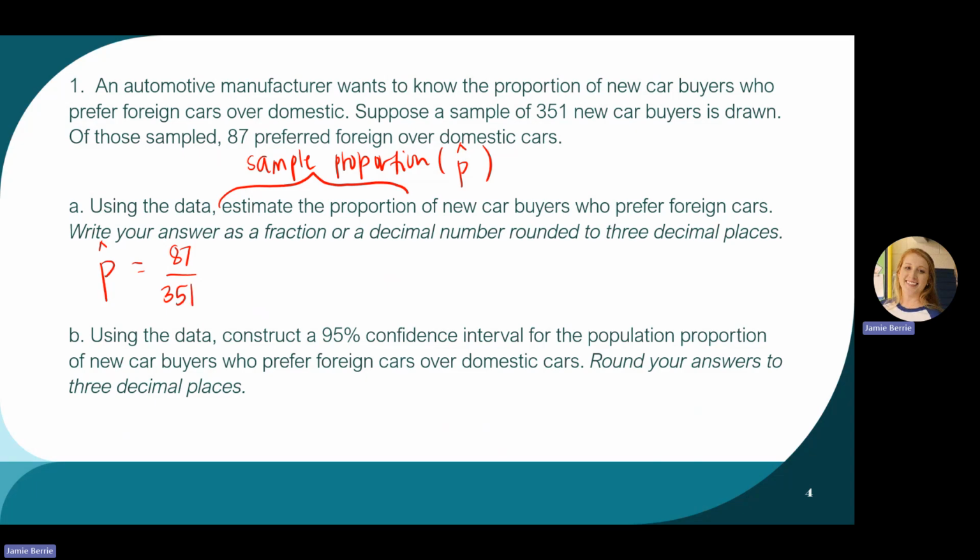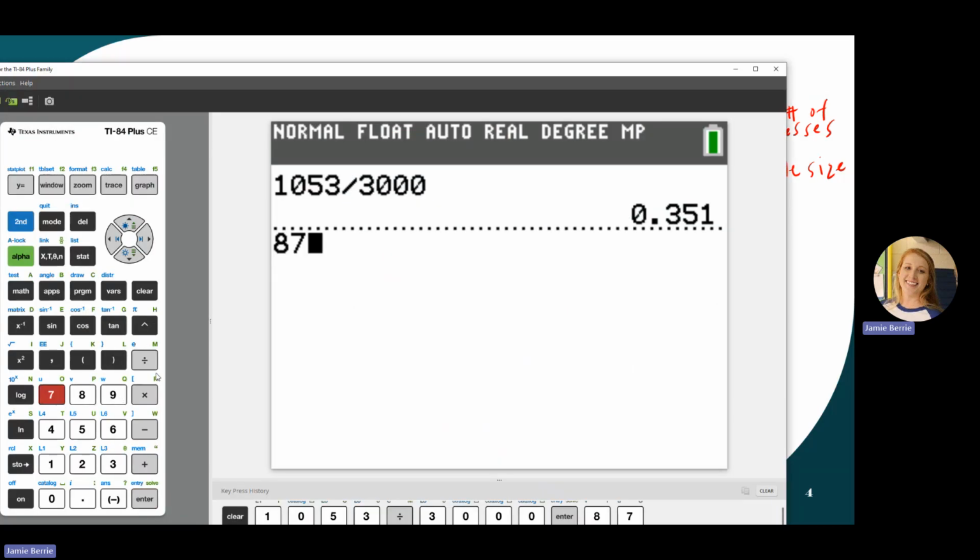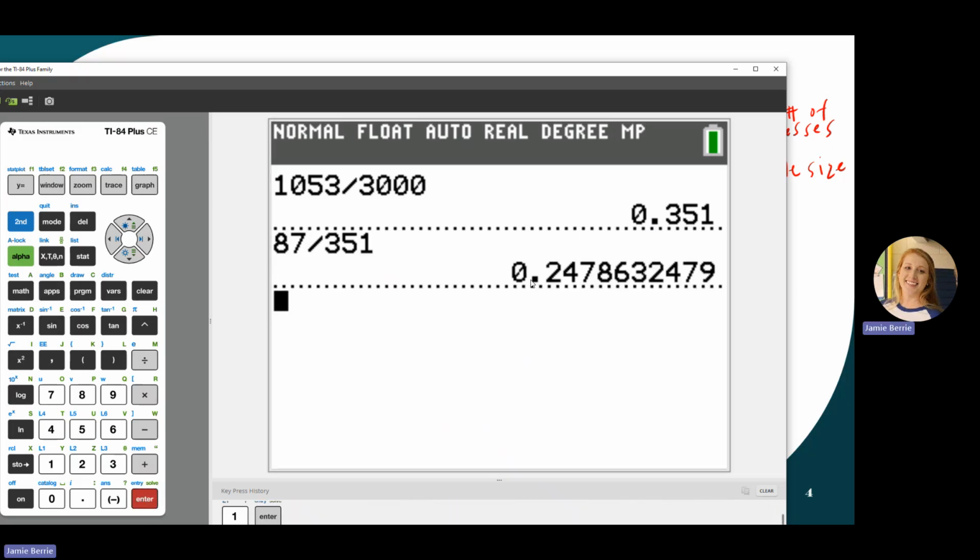If you're looking on the homework, they'll call this little formula, they'll say p hat is x over n. X they call the successes, just like with binomial, and n is of course the sample size. So x is the number of successes, n is the sample size. You can leave this as 87 over 351. If you prefer to write it in its decimal form, we can calculate that as well. They said 3 decimal places, so that would be 0.248.